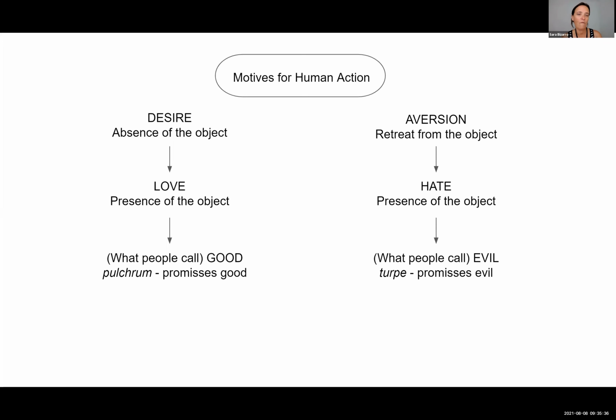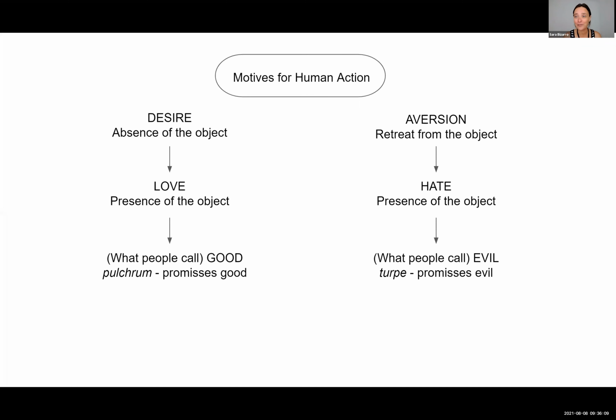So if we want an object, we desire it, the object's not present, we want it, we try to make it so that we have the object in our presence. If we don't like the object, we retreat from the object, we want to avoid it, right? So when the object is present, desire turns into love. So that's when the object is present, according to him. And if the object is present and you have an aversion towards it, then it turns into hate. So very simple psychology here.